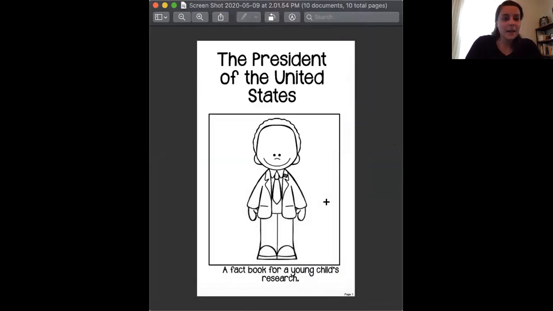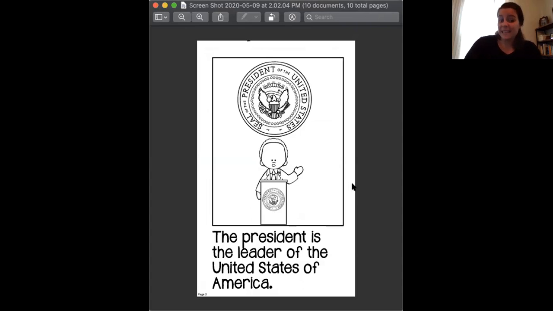The President of the United States, a fact book for young children's research. Now you guys are very awesome pandas, and I think that the book that we're going to read today is going to be awesome for you. You're going to learn all about the president. The president is the leader of the United States of America. There's the president right there. It's a seal of the president of the United States, and it looks right here like he's maybe giving a speech. What do you think?